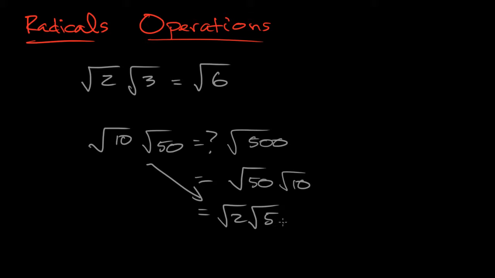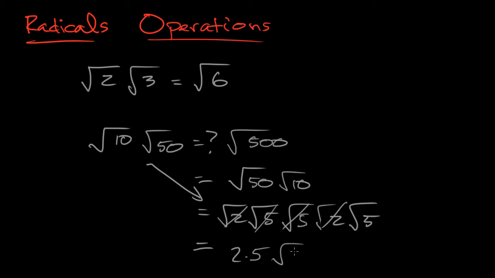The square root of 10 times the square root of 50, which is 5 times 10. And I could have written the square root of 10 as the square root of 2 times 5. Well, to simplify this, there's a pair of 2's here, so that'll make 2, and a pair of 5's, which will be 5, and there's one 5 left over. So the answer is 2 times 5, which is 10, times the square root of 5.